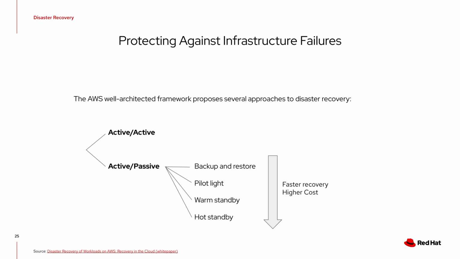Now, regarding the active-passive, there are 4 different approaches which are described in the AWS well-architected framework, and those are the backup and restore, the pilot light, warm standby, and hot standby. Now, they differ in a way that approaches like hot standby provide you with a fast recovery. However, it also costs you more to deploy it that way. So let's now dig into these 4 different active-passive approaches.